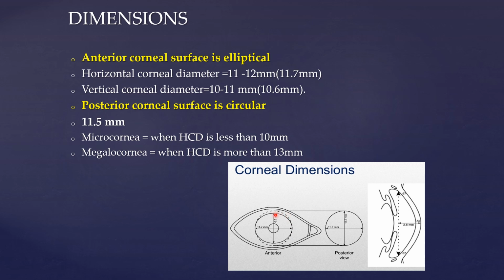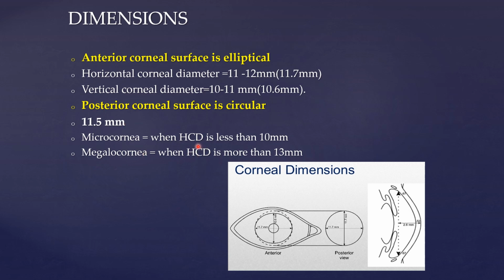It happens because of sclerization, which occurs in the superior and inferior parts. Or we can say that scleral tissue is slightly overgrown here superiorly and inferiorly, causing the vertical diameter to be slightly smaller than the horizontal corneal diameter. But the posterior surface of the cornea forms a complete round shape, where its diameter is 11.5 millimeters.